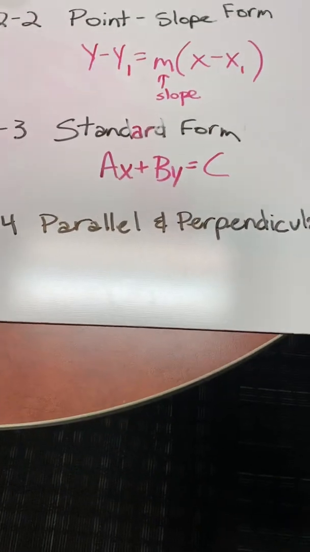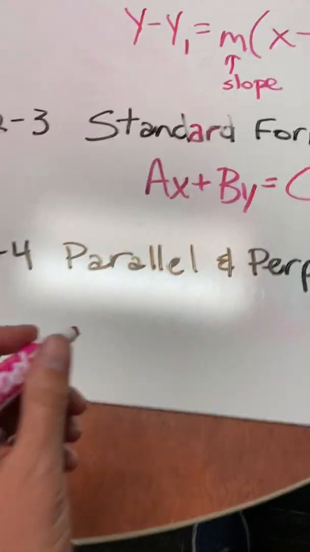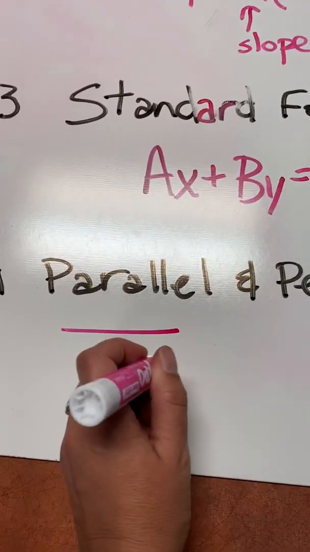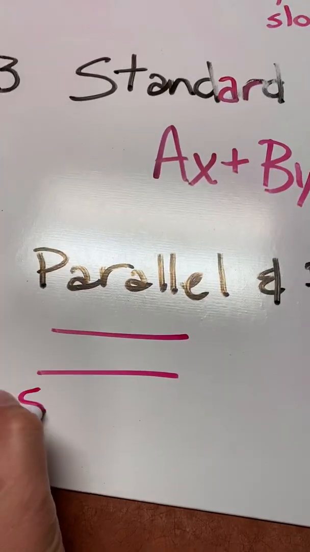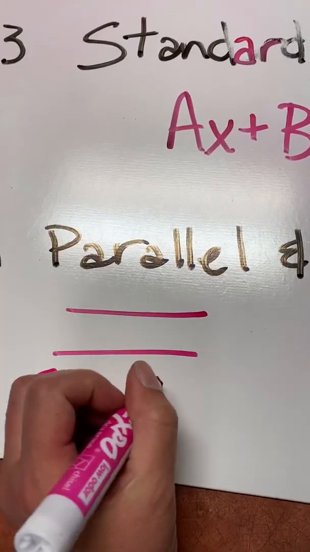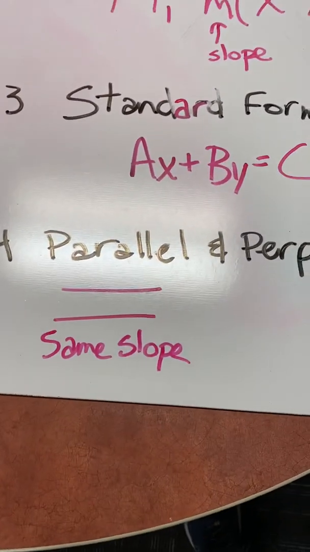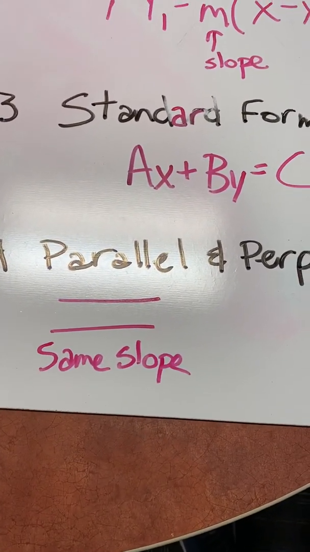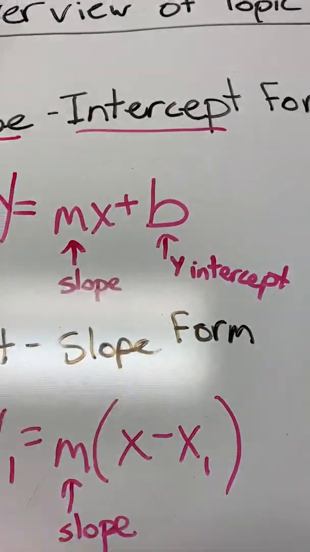Okay, you probably have heard of parallel lines before. Parallel lines are 2 lines that do not intersect, right? They'll never cross. Here's what you need to know about parallel lines. They have the same slope. Parallel lines have the same slope, okay, which means if we're using slope-intercept form, this m number is going to be the same.